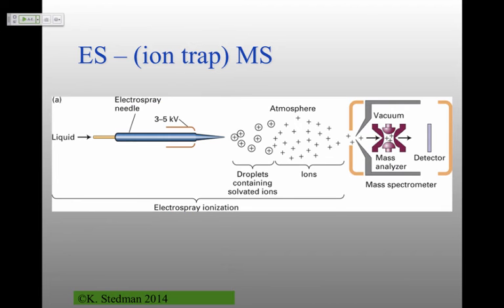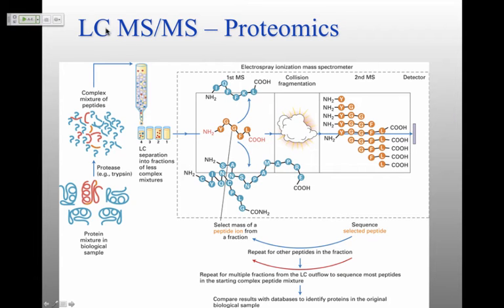Once you've separated them, usually you want to identify them. And the standard way to identify proteins these days is through mass spectrometry, and usually through an ion trap mass spectrometer. The reason to use ion trap mass spectrometers is because you can do tandem mass spectrometry. When I say tandem mass spectrometry, it means that you select one particular mass, and then you break that down into smaller masses. And that's what people also call MS/MS.